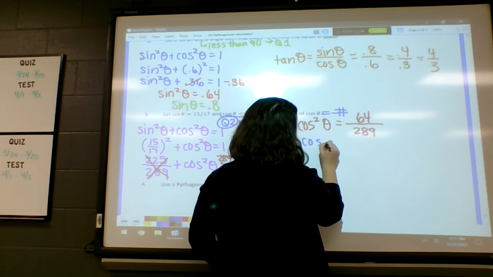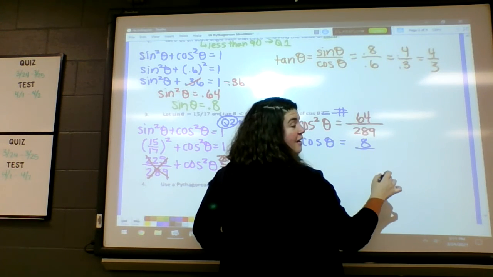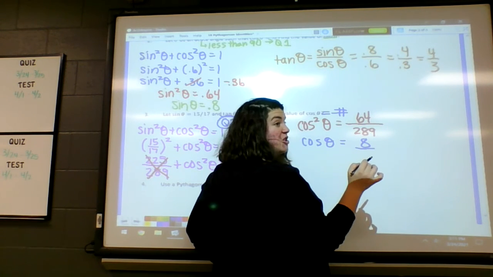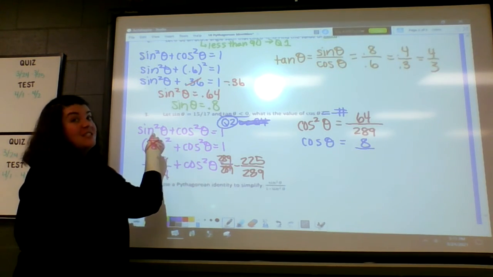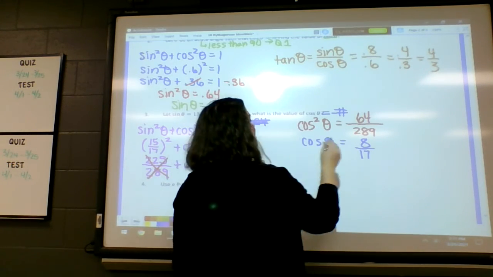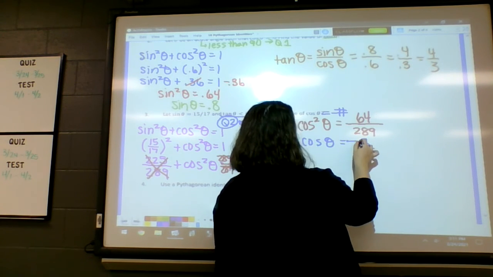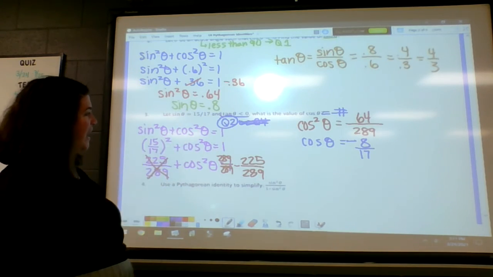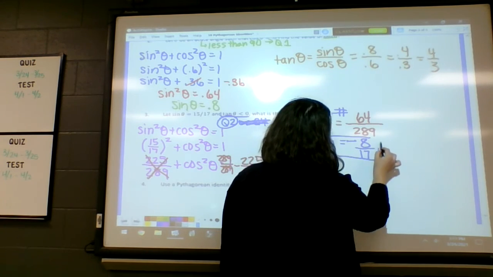So we'll have cosine of theta. Square root of 64? 8. Square root of 289. Where did the 289 come from? 17 squared. So if you take the square root of it, you get 17. And did we need the positive or the negative? We needed the negative, because we said cosine had to be negative since tangent had to be less than 0, which is negative. So the cosine of theta is negative 8 over 17.